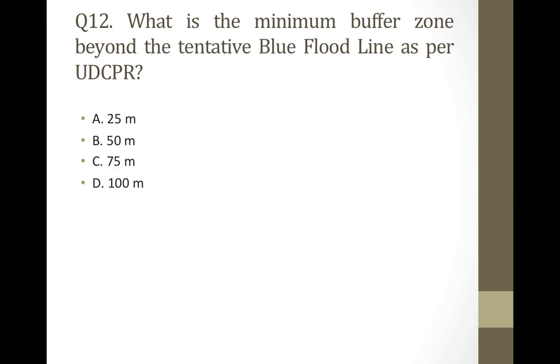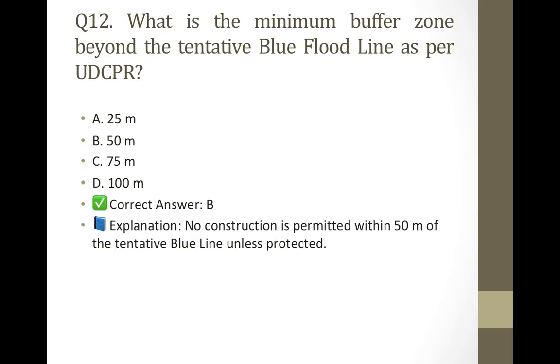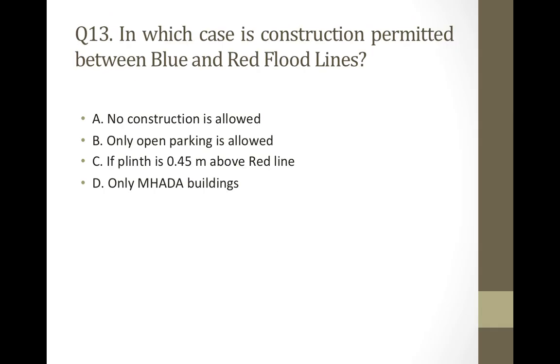Question 12. What is the minimum buffer zone beyond the tentative blue flood line as per UDCPR? Option A 25 meters, option B 50 meters, option C 75 meters and option D 100 meters. Correct answer is option B, that is 50 meters. Beyond the blue flood line, no construction is permitted within the 50 meters.